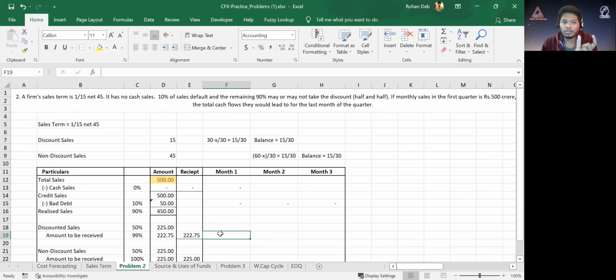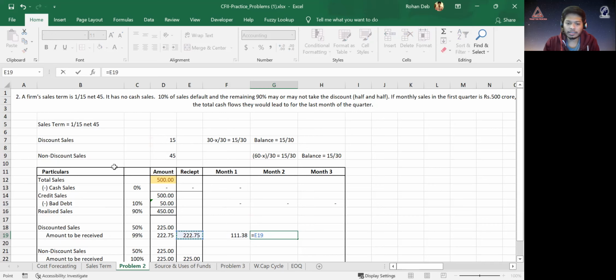So you remember the cheat code? It was (30 minus x) by 30 for the discounted part. So 30 minus x is 15 over here. So 30 minus 15 by 30. So 15 by 30 is half. So this into half would be received in month 1, and again this into half would be received in month 2.